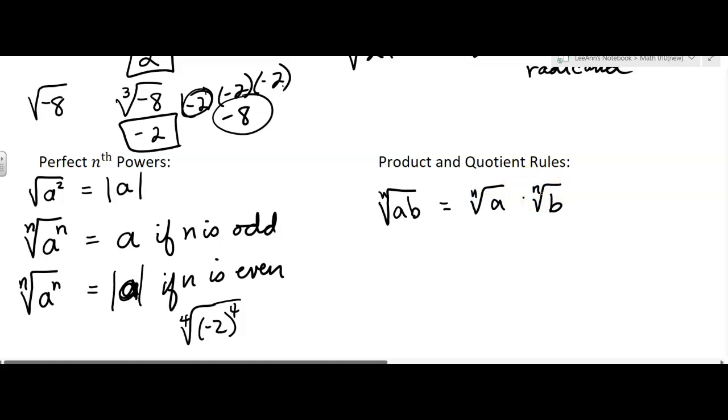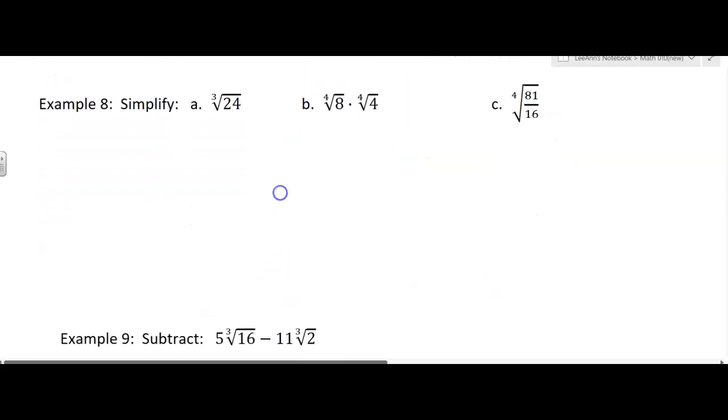It has to be the same index, okay? And then the same thing for if you have the nth root of A divided by B, you can split that up into the nth root of A over the nth root of B, okay? So not too shocking there. All right, so now we want to simplify. They want to know what's the cubed root of 24.